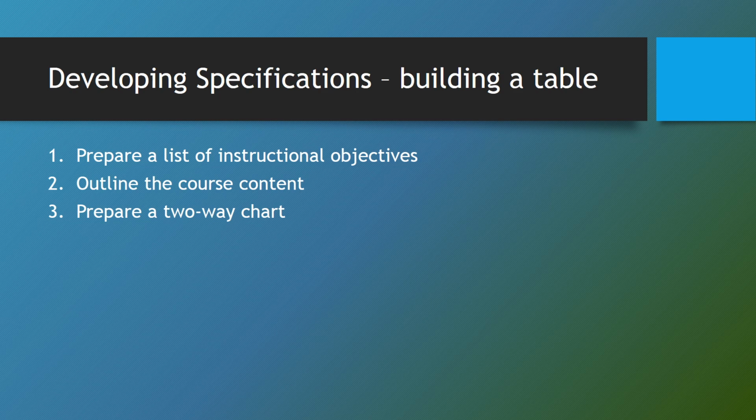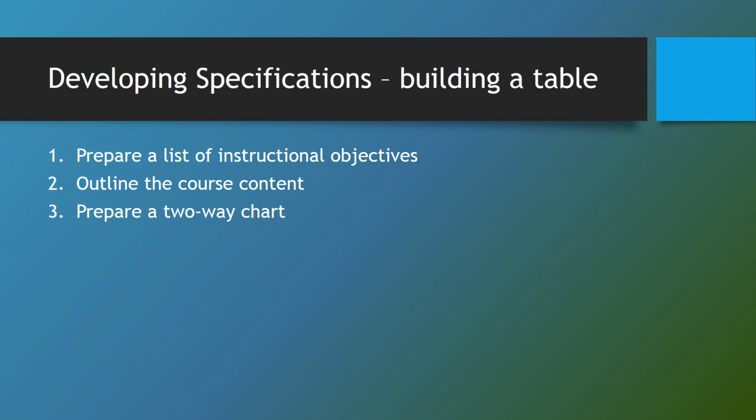You can use Excel or even a piece of notebook paper and write a list of your instructional objectives and outline the course content. Then build a two-way chart and look and see how much you have covered in your course content of these instructional objectives. So you'll have one across the top, maybe this number 1, the instructional objectives, and then number 2 is your course content. And then you can just go back through and look at your lesson plans and determine which aspects of your course you have included more or less of different instructional objectives.